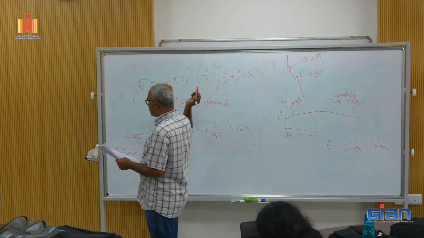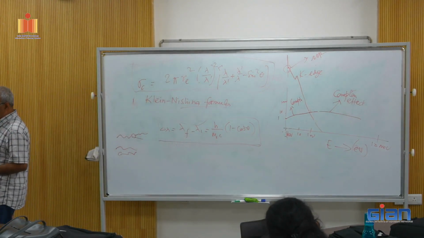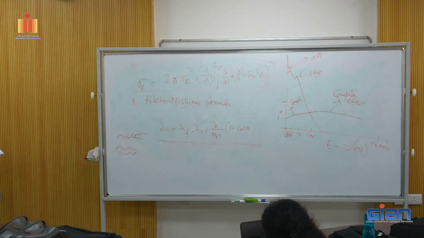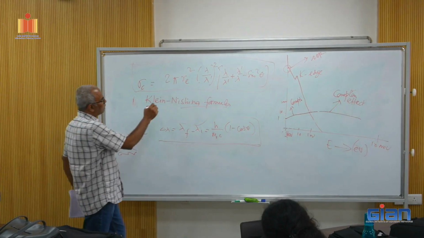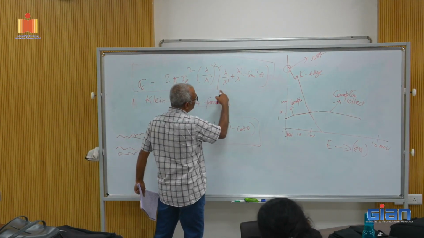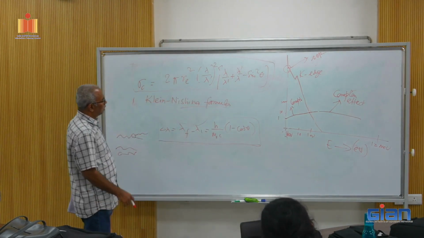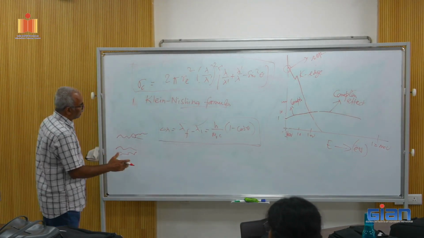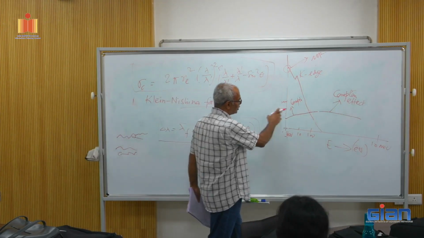Re squared is the classical radius of the electron, which I already wrote at some point. Apart from that, you have lambda and lambda prime, the initial wavelength and the final wavelength, and the scattering angle theta. This is how the Klein-Nishina formula, or the Compton scattering cross section, looks.